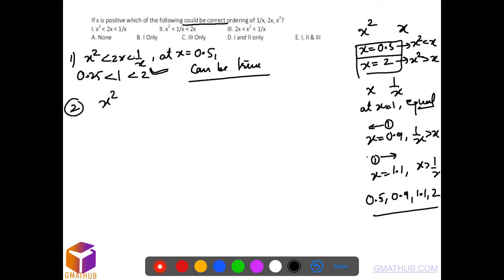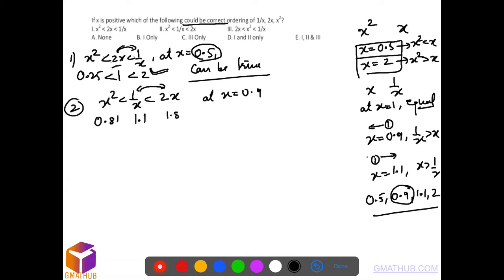Second, x square less than 1 upon x less than 2x. Now if you see 2x and 1 upon x, they have interchanged their positions here. So clearly 0.5 won't satisfy it. Now we check with 0.9. So at x is equal to 0.9, it will become 0.81, 1.1, 1.8. So this can also be true.